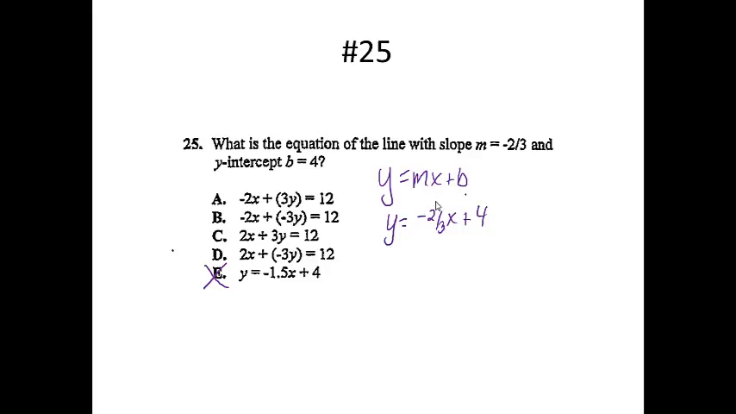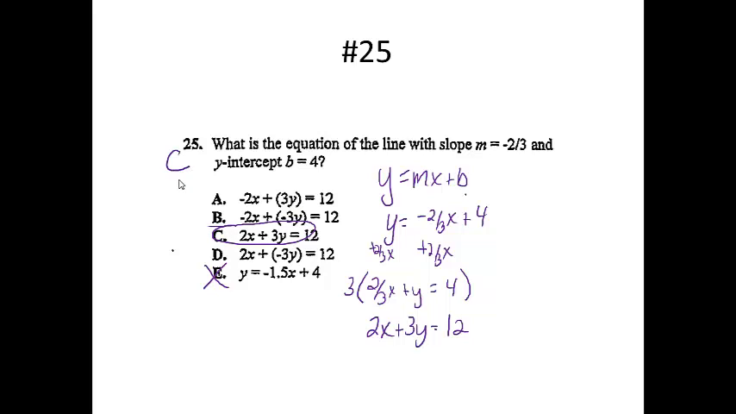What we are going to do is try to get the x and the y on the same side because that's what all my other choices have. So I'm going to add 2/3 x to both sides. So I'll have 2/3 x plus y equals 4. And I notice none of these have fractions in them, so I'm going to clear the fraction by multiplying every one by 3. 3 times 2/3 will give me 6/3, which would just be 2x, plus 3 times y gives me 3y, and then 3 times 4 gives me 12. And if I look at which choice that would be, it is going to be choice C.